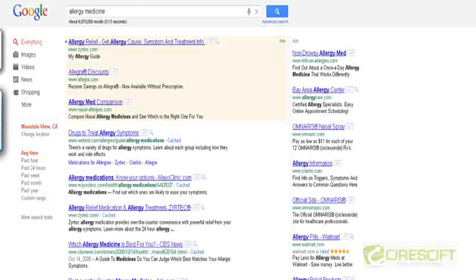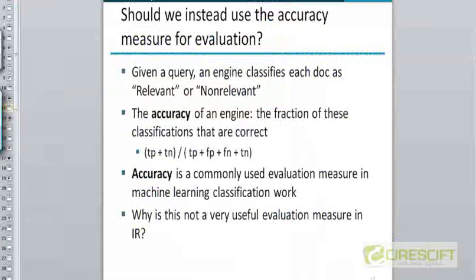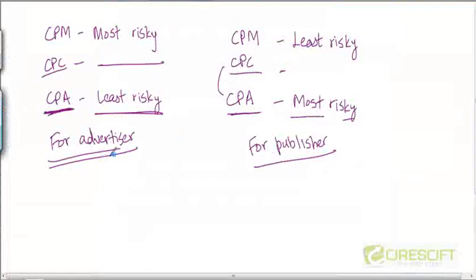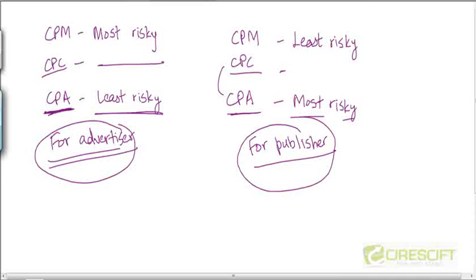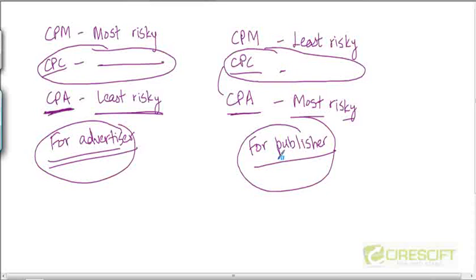Now, if the risk needs to be divided between the advertiser and the publisher, which model would be the best? CPC. Yes, CPC, because there is some risk that Google as the publisher is taking, and some risk that the advertiser is taking.